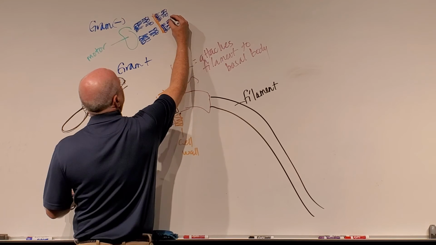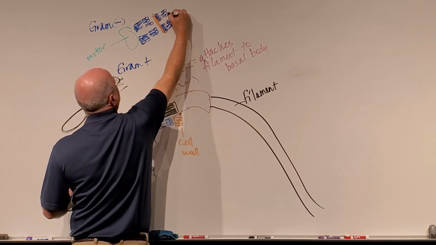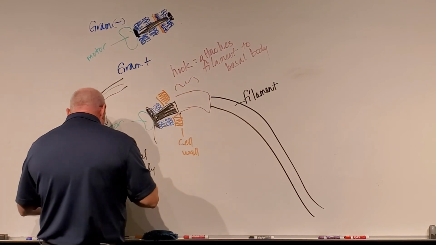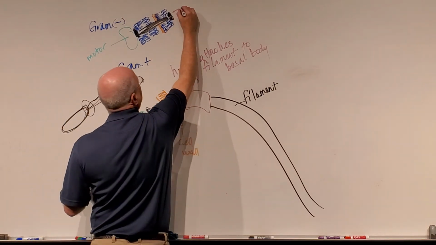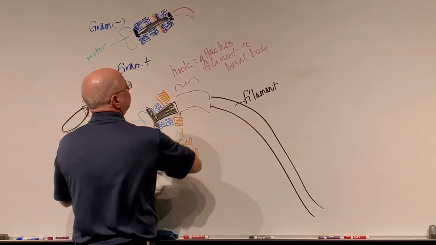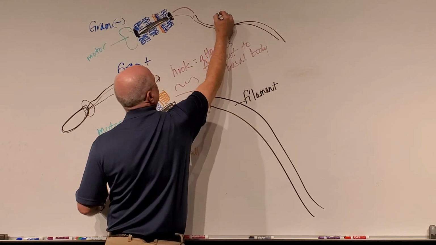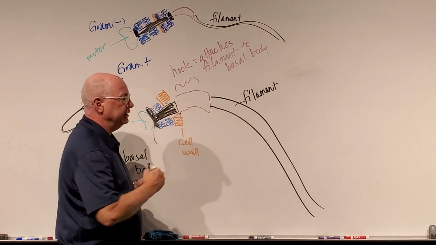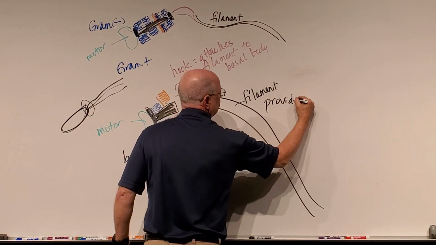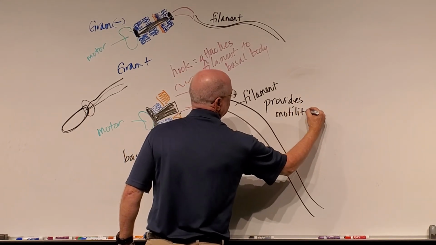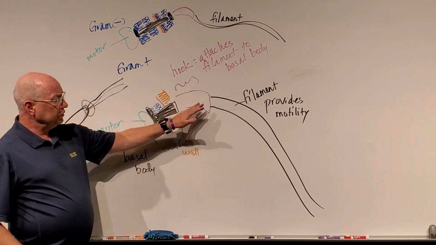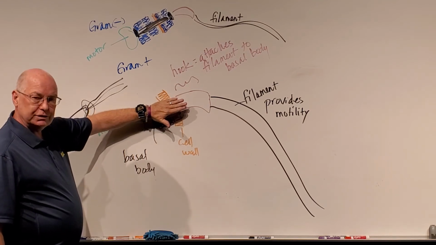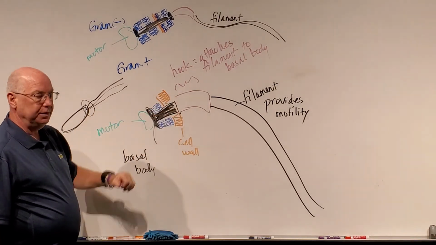Now, when it comes to the basal body, we will have two rings, an outer ring and an inner ring, and then we would have the hook, and then you would have the filament sticking off of this. The filament is the part that whips around and provides the motility, so to speak. The hook attaches the filament to the basal body. The basal body is what anchors the entire structure to the cell wall and the cell membrane.